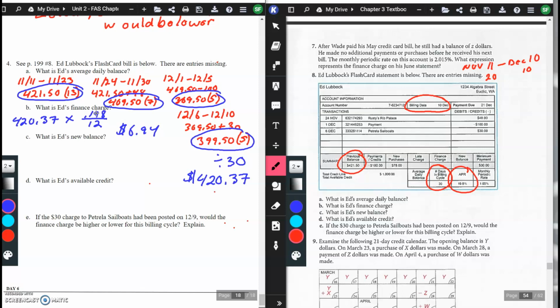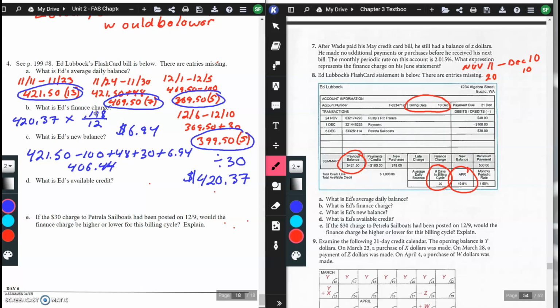So his new balance: the previous balance was $421.50. You subtract off the payment you made of $100, and add on your $48 and your $30 because you made those purchases. You're also going to add on your finance charge of $6.94. When you add all those up, you get $406.44 for your new balance.